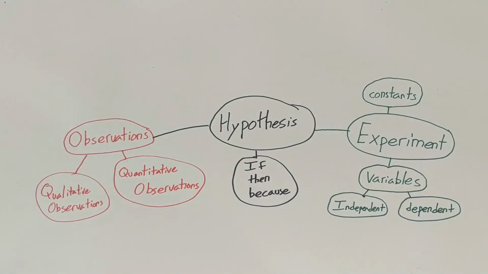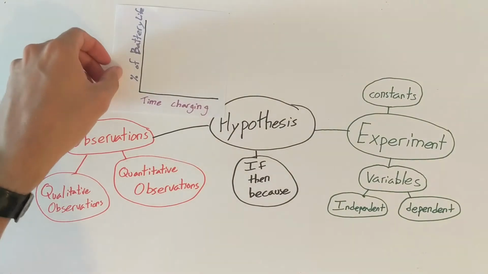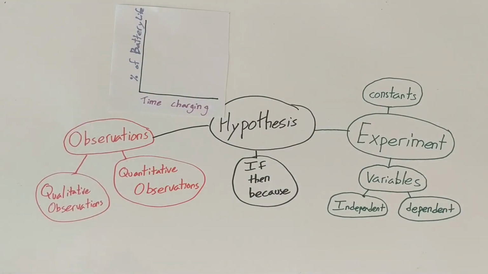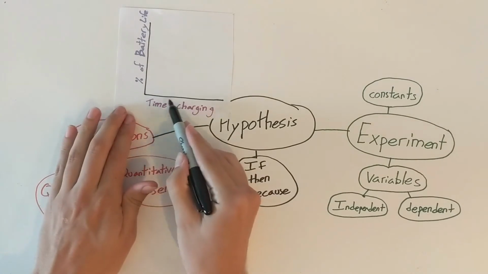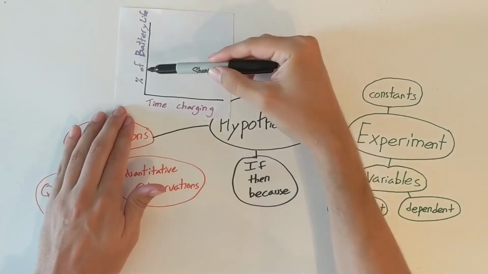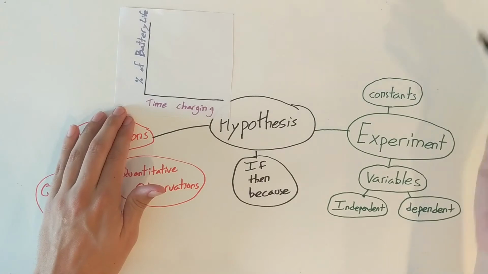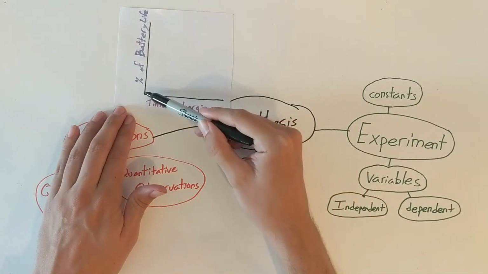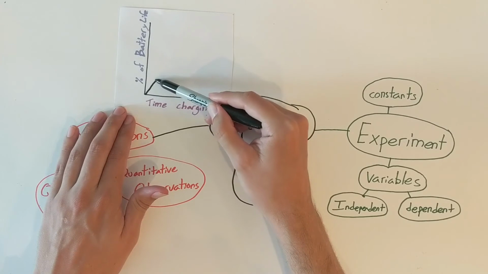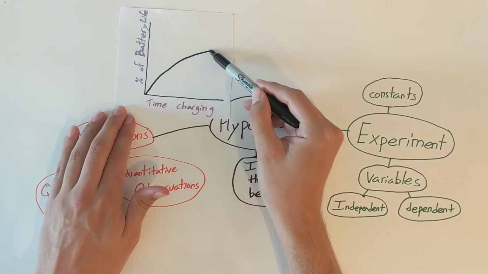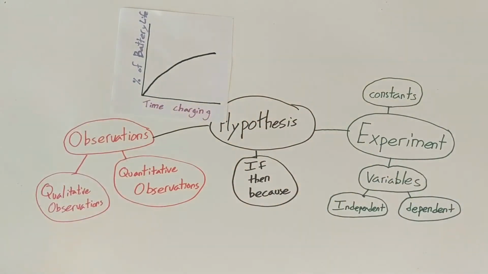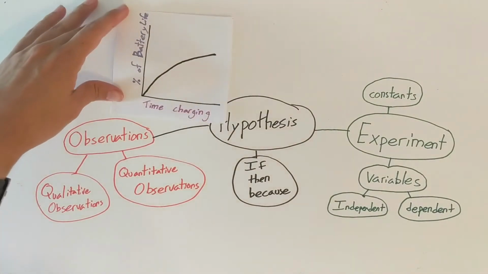So if we wanted to run a test and we were testing how much time it takes, if our phone battery is dead, to charge our phone to 50% life, our independent variable would be the time charging our phone, and our dependent variable is the percent of battery life that our phone has. So we might notice that it charges quicker, and then as it fills up, it charges more slowly. So that would be an example of independent and dependent variables.